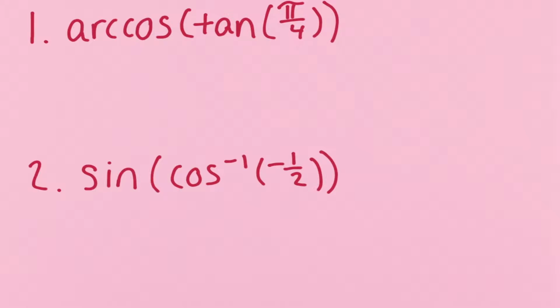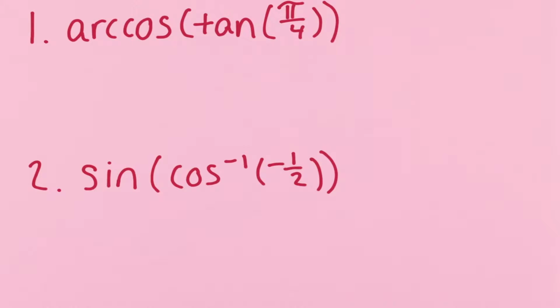The first one is arc cosine of tangent of pi over 4. Two things you want to think about when you're solving for compositions of trig functions. The first is you want to work from the inside out, just like you would with normal composition of functions. Second, always think to yourself, am I solving for an angle or a trig ratio? And that'll kind of get everything straight in your head. So let's look at an example.